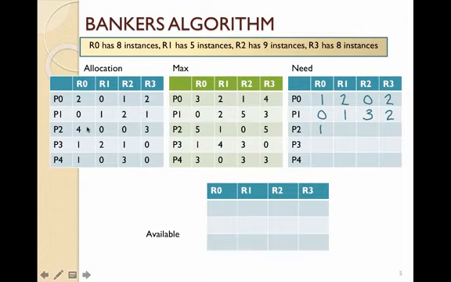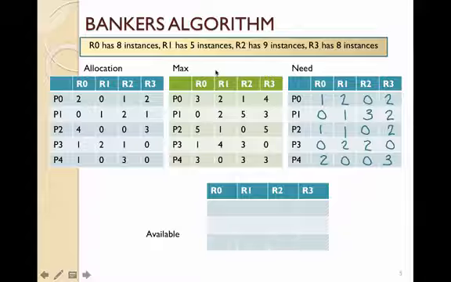P2 has 5 minus 4, 1 minus 0, 0 minus 0, 5 minus 3. P3, 1 minus 1, 4 minus 2, 3 minus 1, 0 minus 0. P4, 3 minus 2, 0 minus 0, 3 minus 3 is 0, and 3 minus 0 is 3.